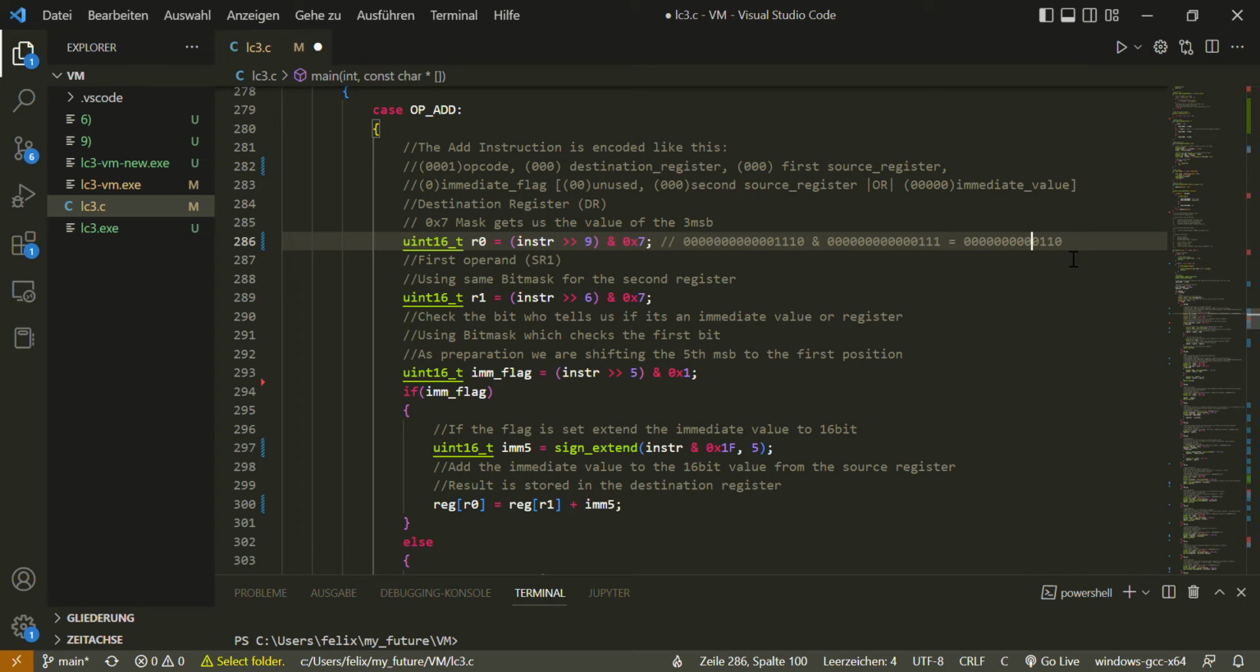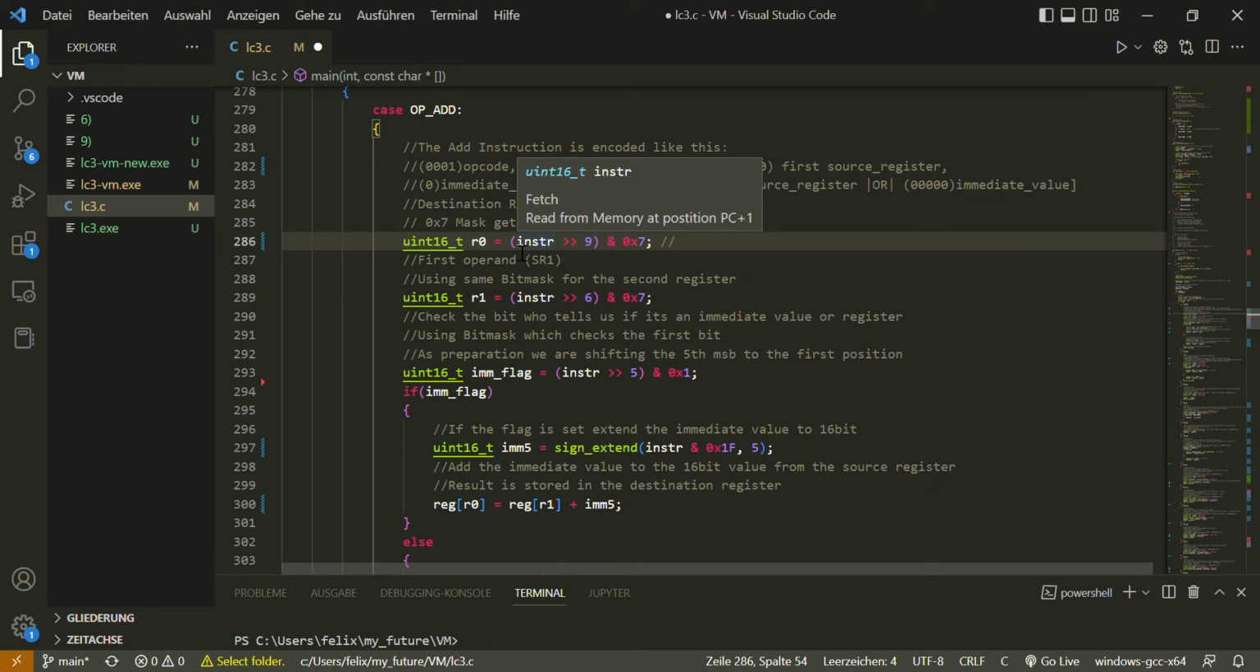Then we are going to read the value out of this bit sequence. The least significant bit gives us 0, and we don't have to look at the zeros, only at the ones. The 1 at the second least significant position gives us a 2, and this 1 gives us a 4. 2 plus 4 is 6, and this means that in this variable for R0 we have the value 6. So this is what happens here.